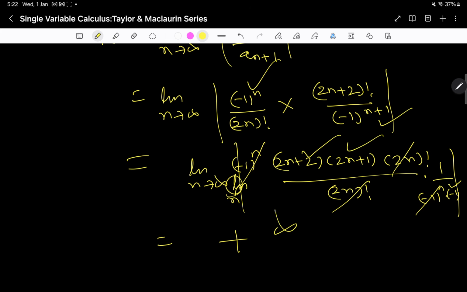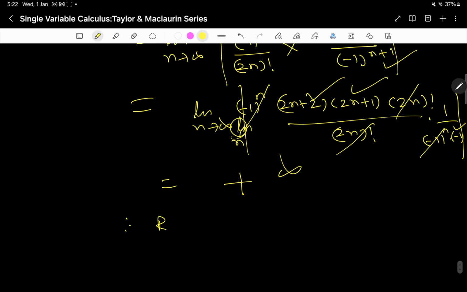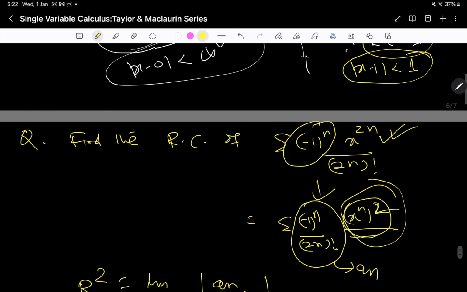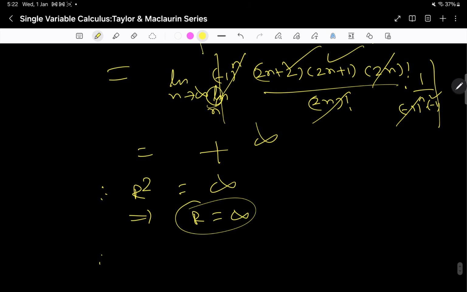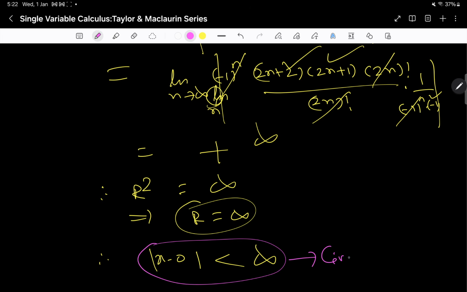Now this is infinity. So therefore the radius of convergence r square is equal to infinity, which implies r is equal to infinity, and since it is x in the power of x, the center is 0 here. So I can write it here, |x minus 0| is less than infinity. So this is my circle of convergence, with infinity as my radius of convergence.